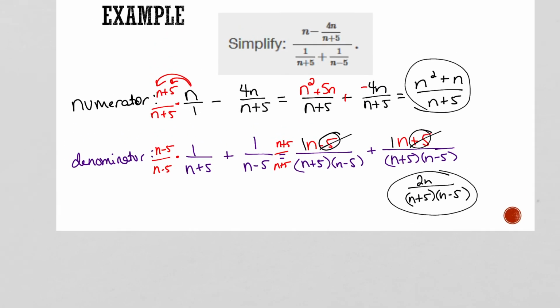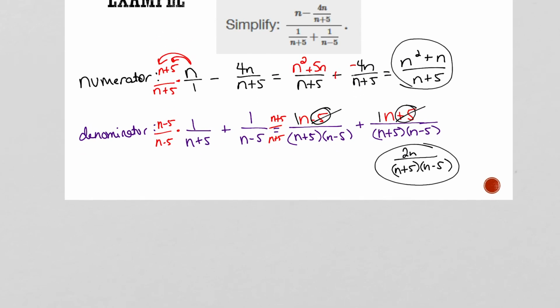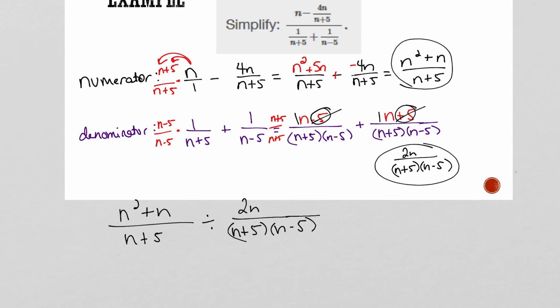Okay, so now let's write this as a division problem. So we've got n squared plus n over n plus 5 divided by 2n over n plus 5 n minus 5. Okay, now let's mark out our like factors. Actually, let's factor this numerator first, okay? So I can factor out an n. They both have an n in common, so this would be n times n plus 1. All right?